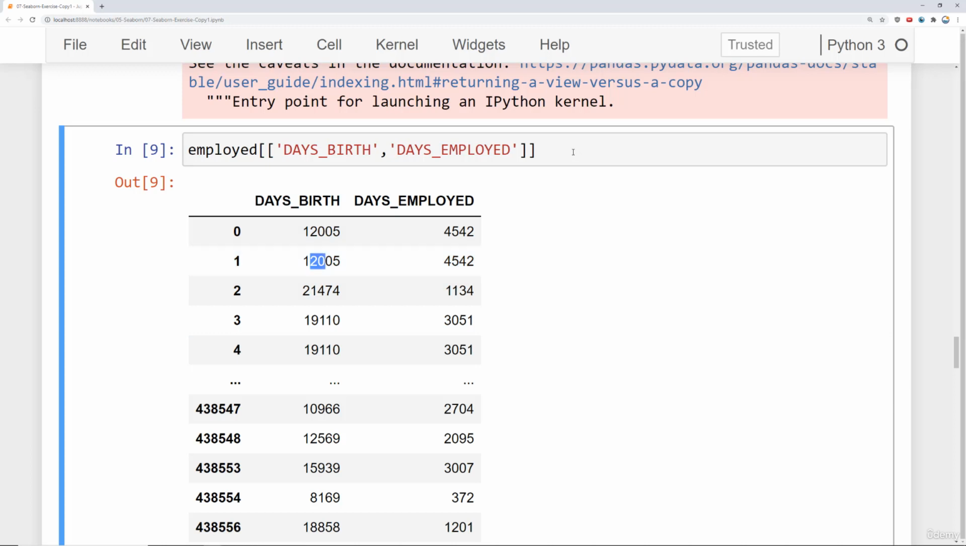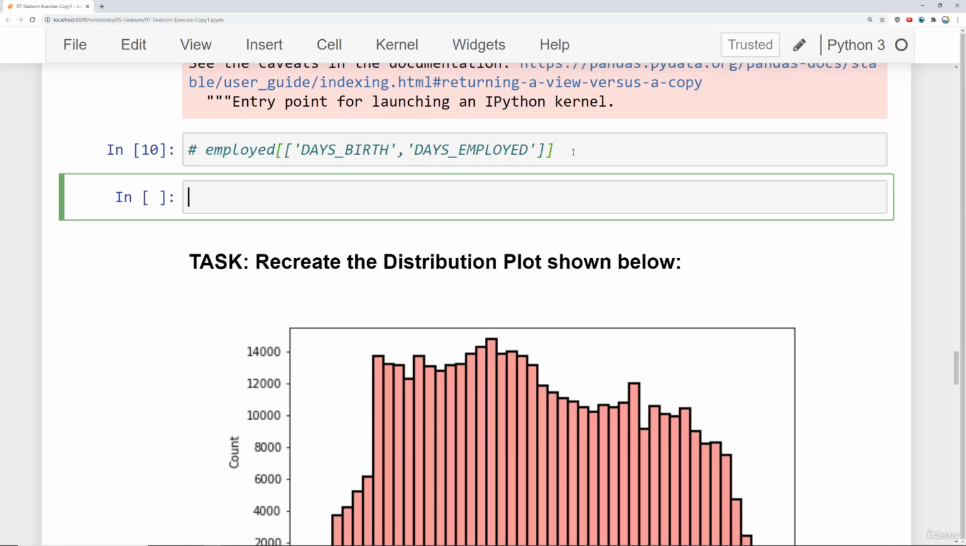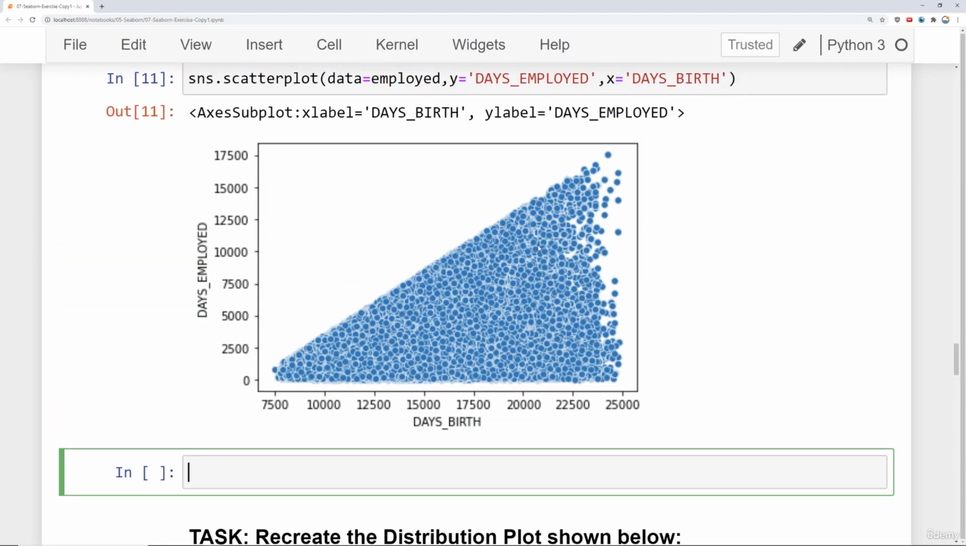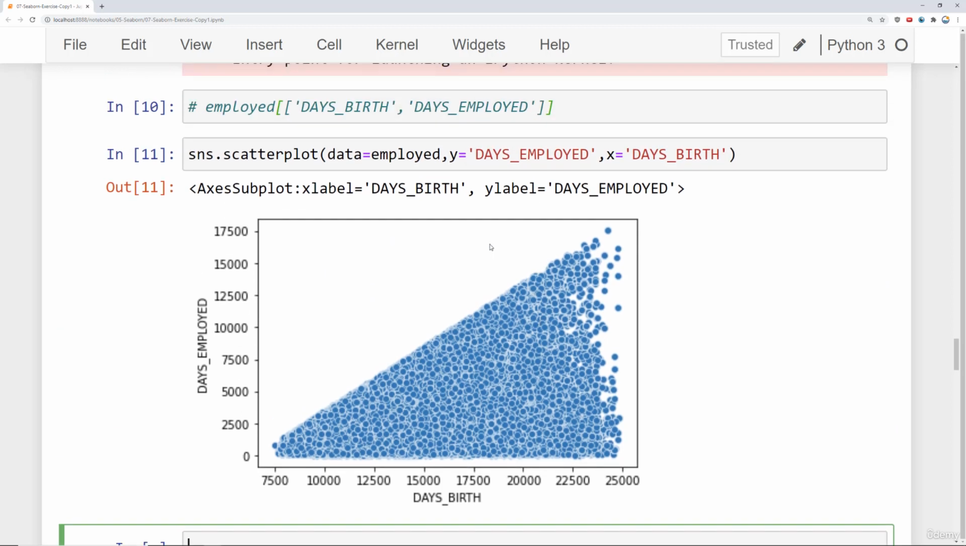Okay, so let's actually get to plotting these in a scatter plot. How do we do that? We just simply call sns.scatterplot. I'm going to say my data is equal to the employed data frame, y is equal to days employed, and then x is equal to days birth. If you just run it like this, and you were able to get this far, then that's pretty much as far as you really need to go. As long as you figure out, oh, I need to do a scatter plot, and I can see the relationship here, then for me, that's a success.